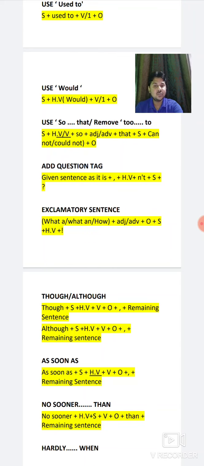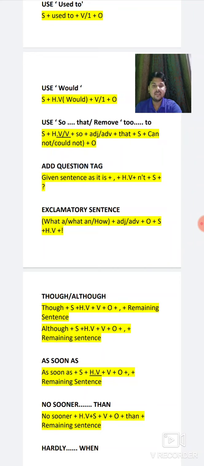After that, another topic of really big importance is known as what? Exclamatory sentence. So look at the structure of the exclamatory sentence. You have to start your sentence with what a, what an or how; any one word you have to use. You will get to know from the rules only where you have to use what a, what an and how.